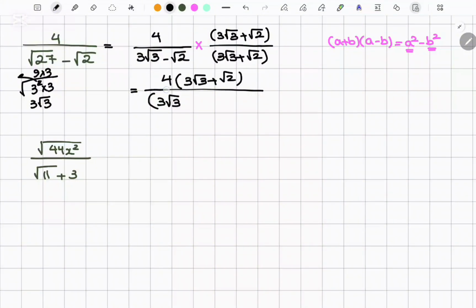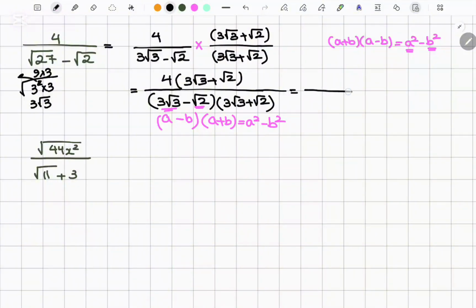And in the denominator, I'm going to have 3 radical 3 minus radical 2 and 3 radical 3 plus radical 2. Guys, as you see, I just created the special case here. A minus b, this is the a and this is the b, times a plus b, which the answer is a squared minus b squared, right? So this is going to be, what's the a? 3 radical 3 to the power of 2. And what's the b? It's radical 2 to the power of 2. And on the top, I'm just going to rewrite what I had before.